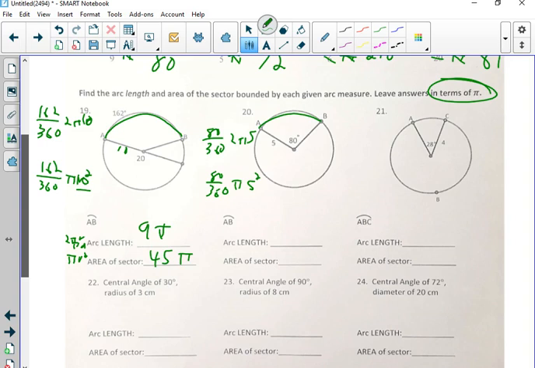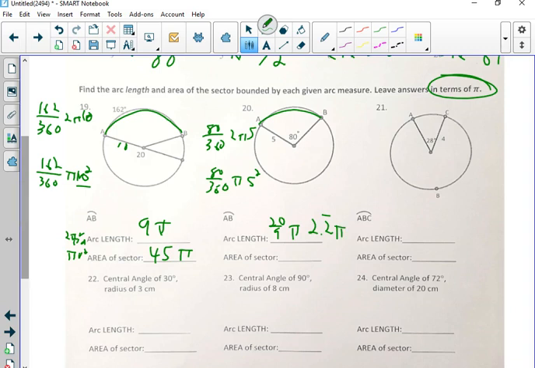Now when you multiply these out and reduce them, you get 20 over 9 pi. If you did it as a decimal, you got 2.2 repeating pi. We prefer to leave it as a fraction, but in case you did it as a decimal, that's what it is. And the area of the sector, 25 times AD over 360. That reduces down to 50 over 9 pi, or 5.5 repeating pi.